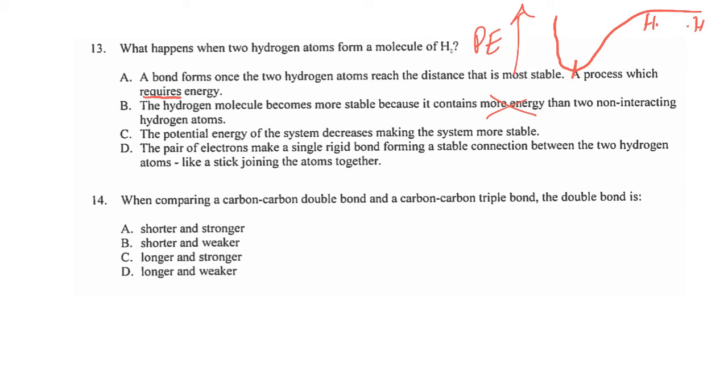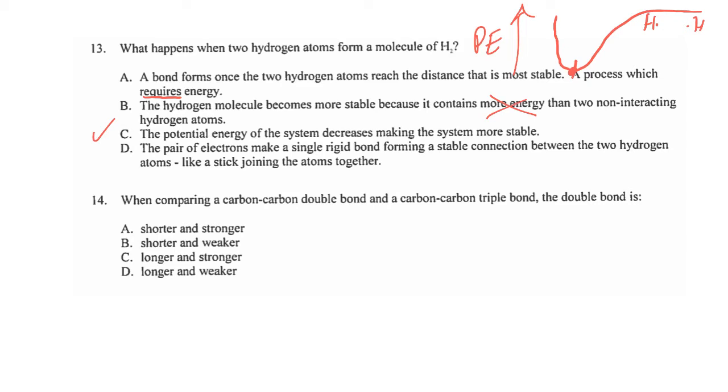The potential energy of the system, that would be the molecule, decreases, making the system, the molecule, more stable. So the 2 H atoms are more stable as a molecule than they were separated. That is true. So that sounds correct. Let's just make sure D is incorrect.